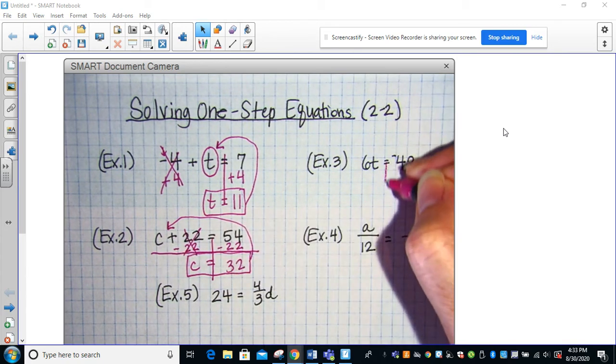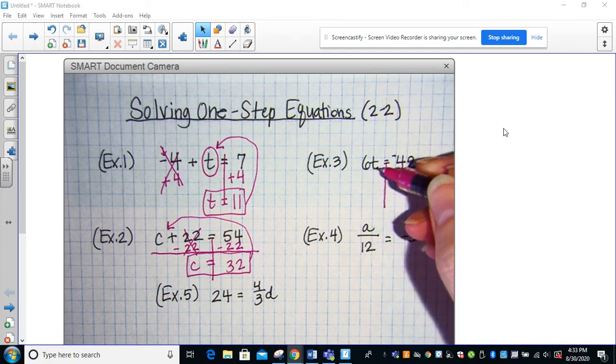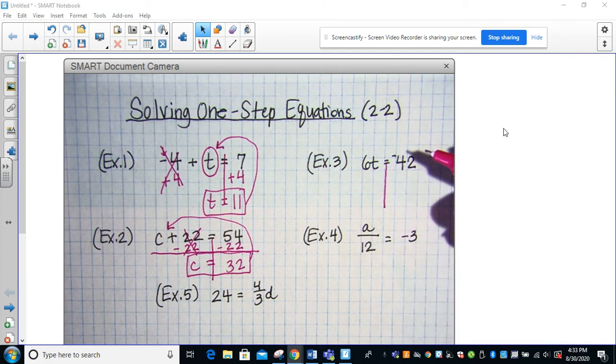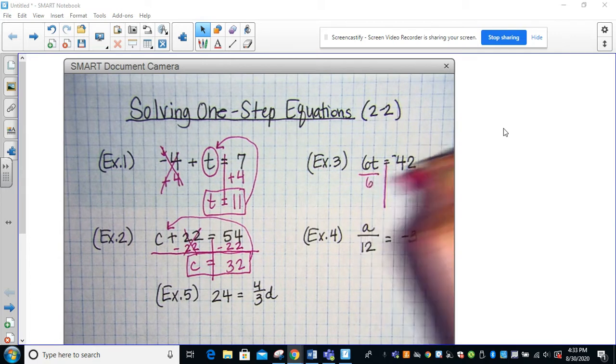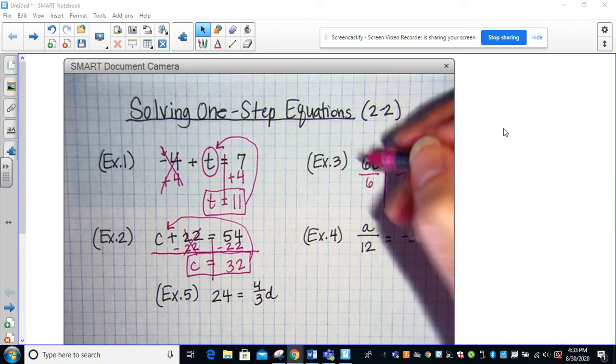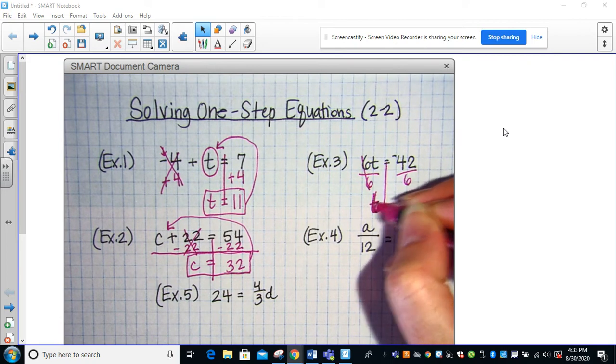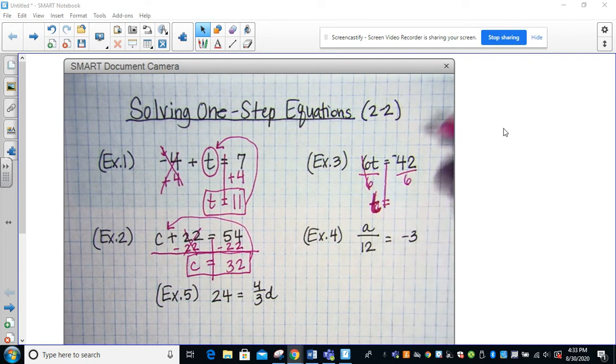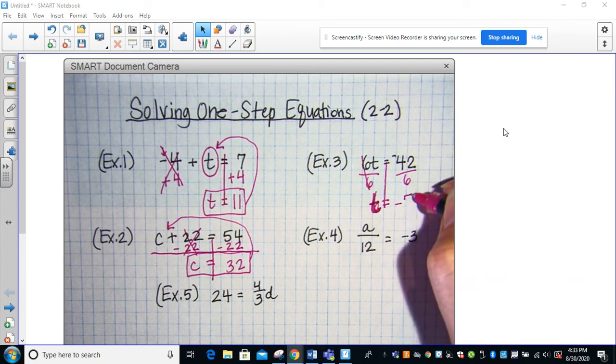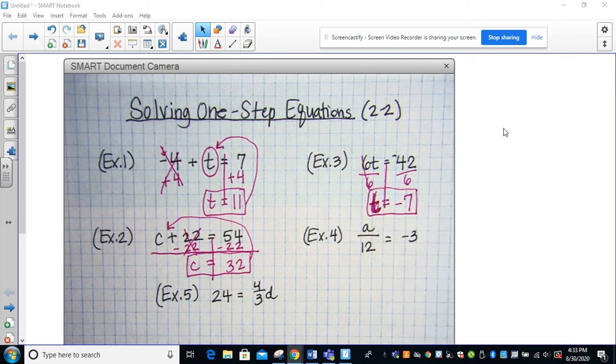Over here, example 3. This means multiplication, so the inverse of that would be division. So we write it like this, like a fraction. So that gets rid of the 6. Excuse me, that's a t. T equals negative 42 divided by 6 will be a negative 7.